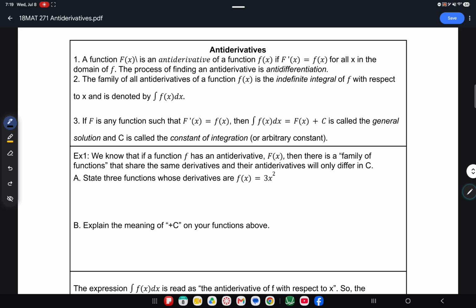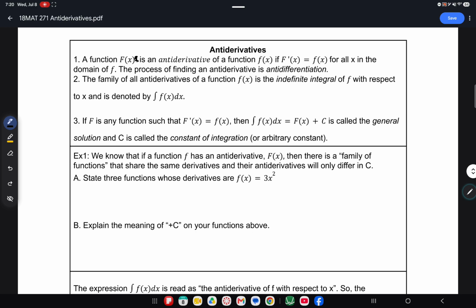All right, so we're going to look at antiderivatives. I already see a little typo here. I don't need a slash here. A function, big F of x, is an antiderivative of a function, little f of x, if the derivative of big F of x is the same as the original function, little f of x, for all x in the domain of f. And the process of finding an antiderivative is called antidifferentiation. Think about derivatives, and we call that process differentiation. So if we want to find antiderivatives, it'd be antidifferentiation.